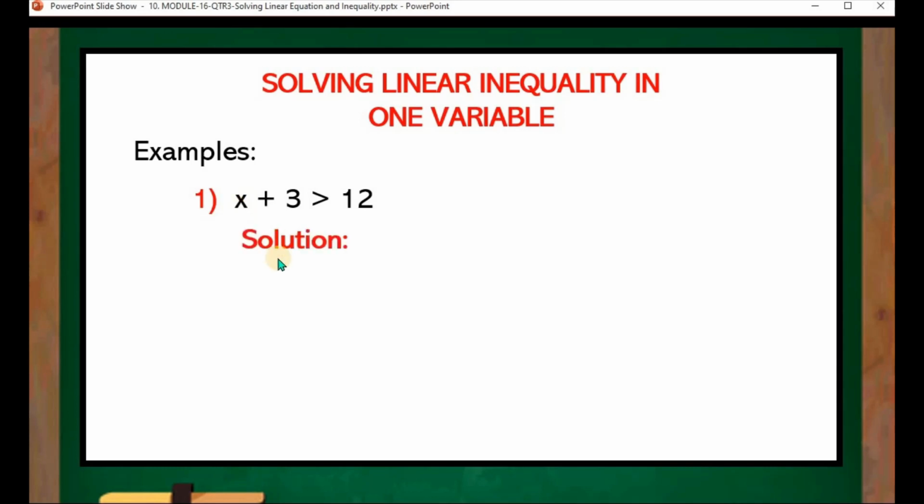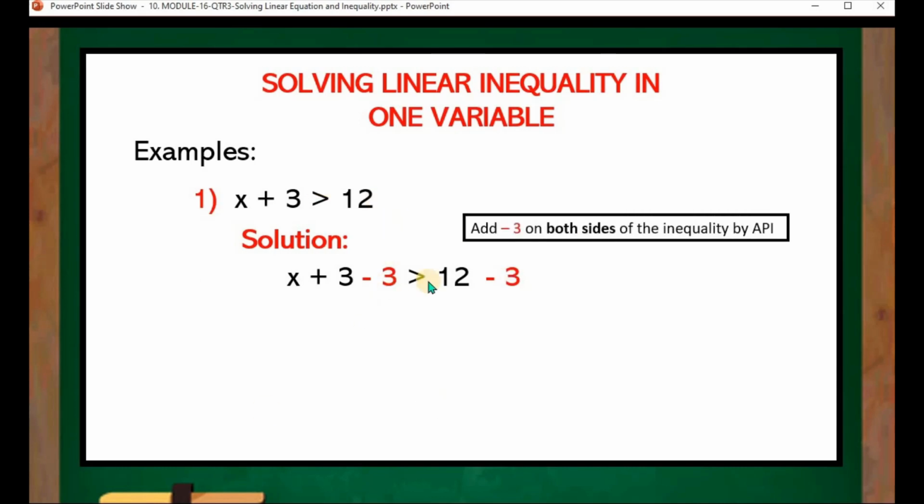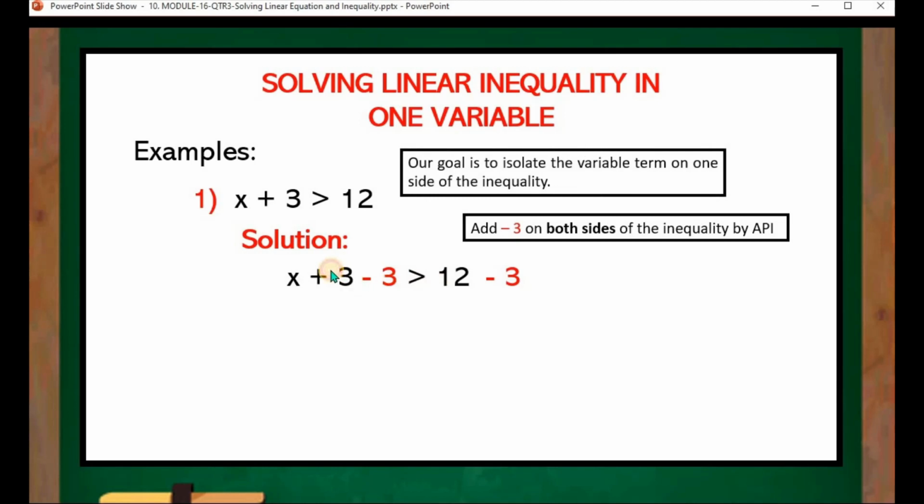Now, sa equation, may APE. Sa inequality, meron din. API naman ang tawag doon. So, kailangan ulit natin mag-subtract ng negative 3 on both sides. Kung anong ginawa sa kabila, ganun din gagawin sa kabila. Para ma-eliminate natin to because this will become 0. Okay? So, si x na lang natira dito. 12 minus 3, x is greater than 9.